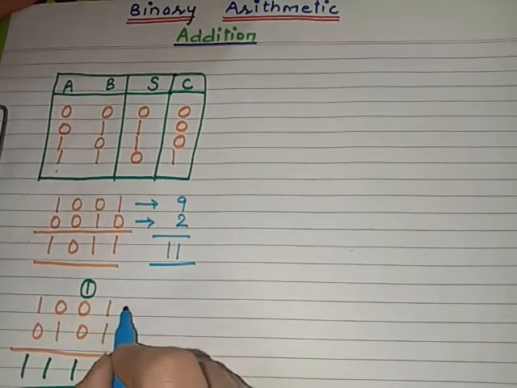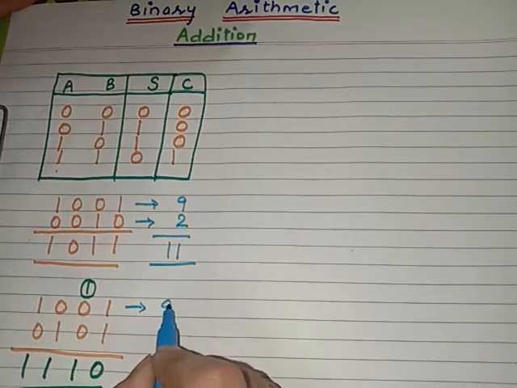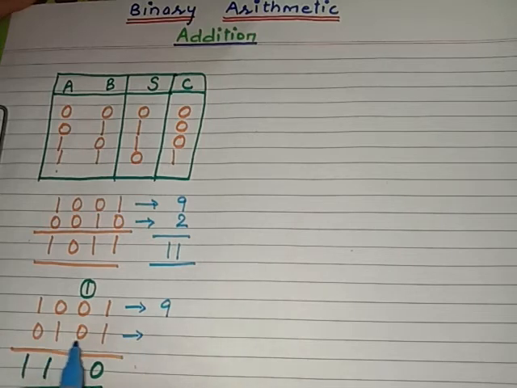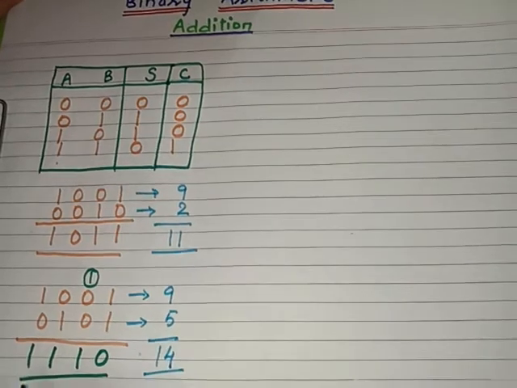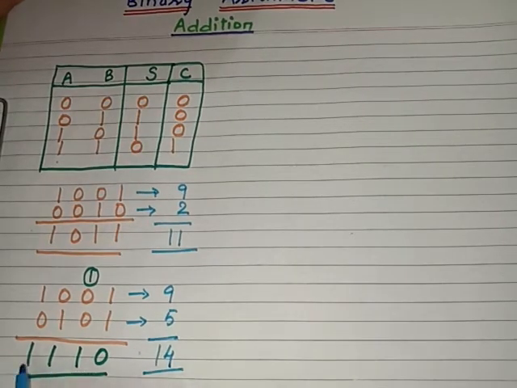As you can see, this 1001 is 9. This 0101 is 5. Then the result must be equal to 14. And you can convert this number, 1110. This is definitely when you will be converting this binary number into a decimal number. This is 14.